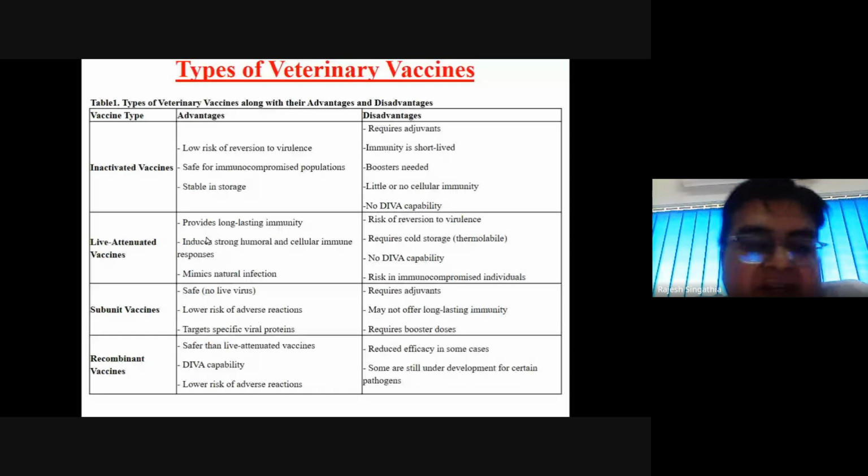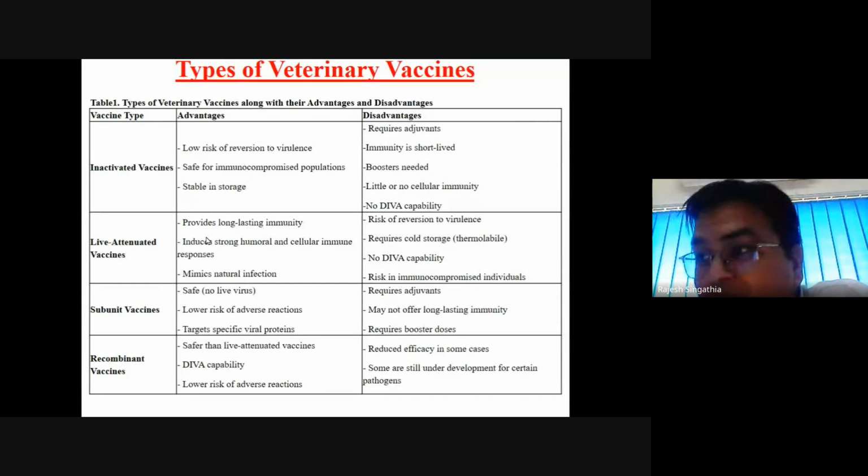Next, the third one is the subunit vaccine. They are safe because there is no live virus. They contain only a component of that particular pathogen. There is low risk of adverse reaction. They target specific viral proteins, but again they require adjuvant. They are not providing long-lasting immunity. They again require booster doses.